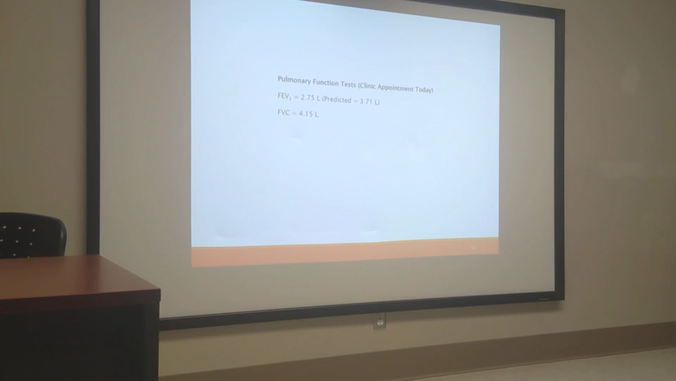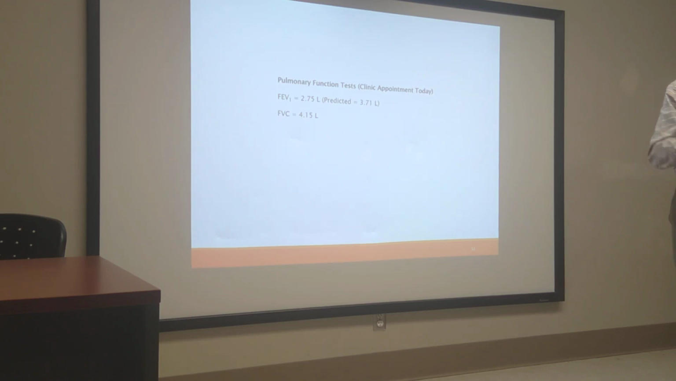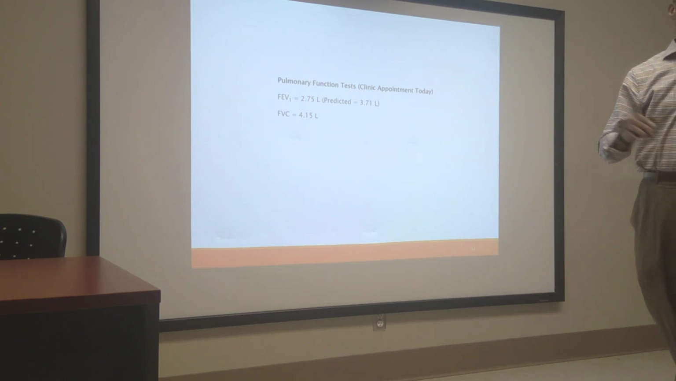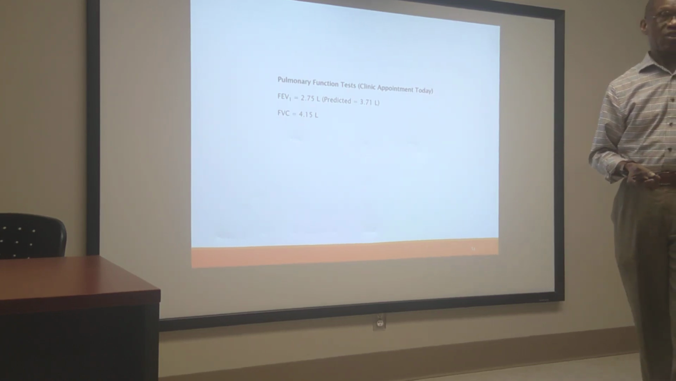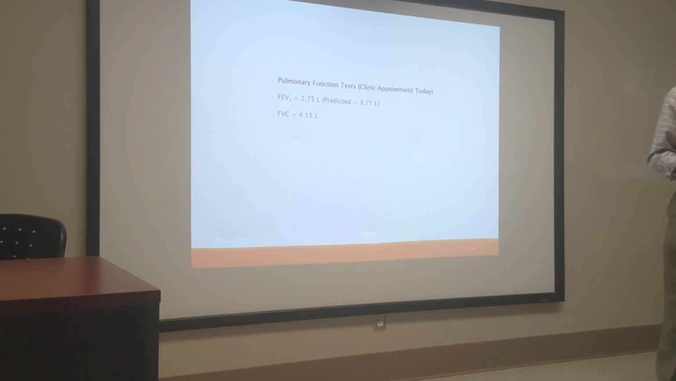Do we divide the actual by the predicted? Exactly, we do that, let's see. It's going to be 0.74. Mild is 80 or more. 50 to 79 will be what? Moderate. So this patient falls in there.